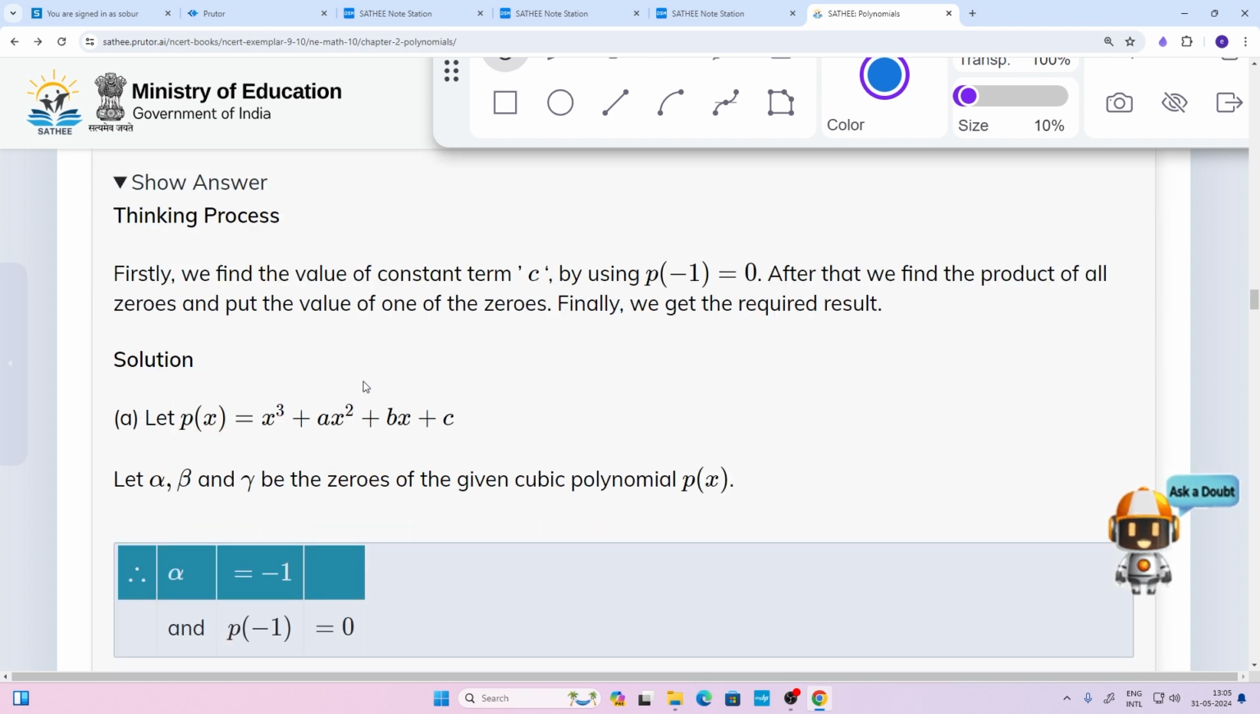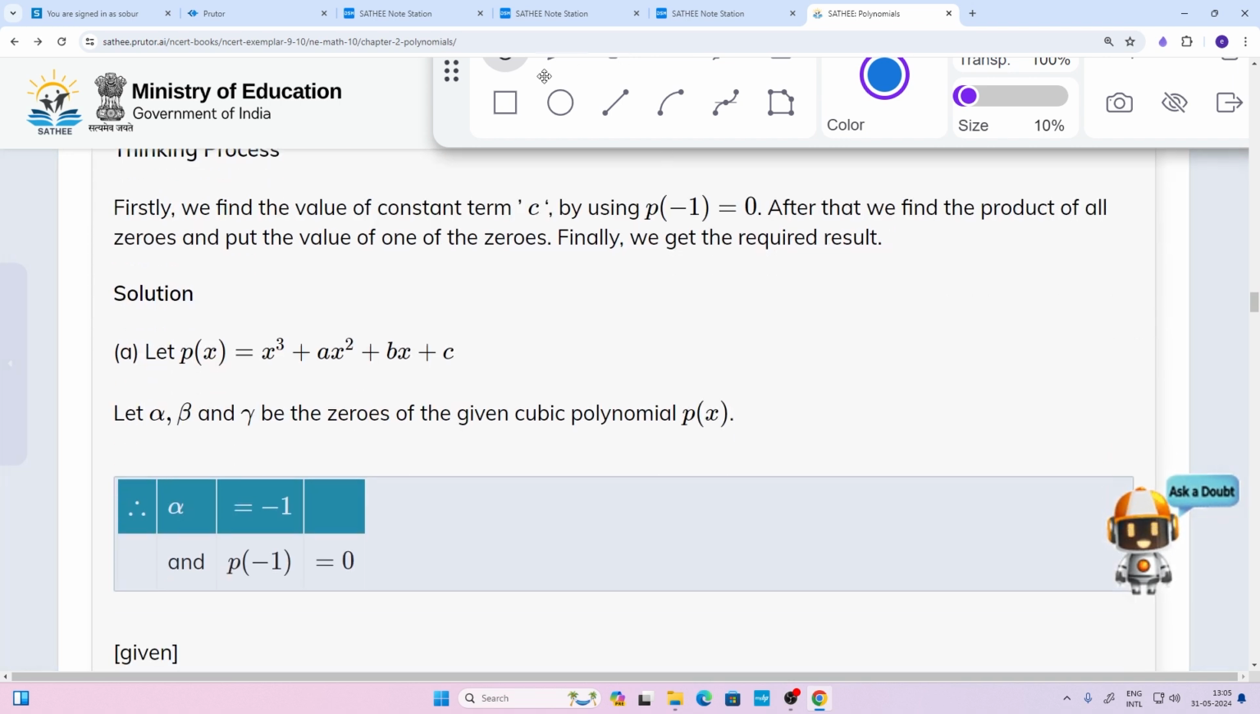Firstly, we find the value of the constant term c by using p of minus 1 equal to 0, since minus 1 is one of the zeros of this cubic polynomial. After that, we find the product of all zeros and put the values, where one of the zeros is minus 1. And finally, we get the required result.